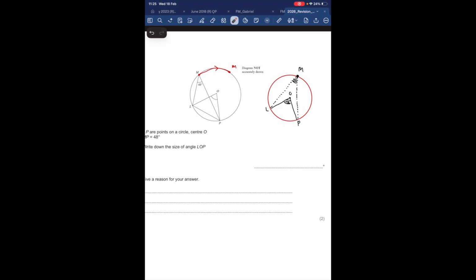Now, the important thing to remember is just because I move the point M to a different point of the circumference, this angle is not going to change. So this angle at 48 degrees here is still going to be 48 degrees in the new diagram that I've made. Now the circle theorem linking the angle at the origin to the angle at the circumference is that the angle at the origin is twice as large as the angle at the circumference. So the angle LOP is simply going to be 2 times 48, which gives us 96 degrees.